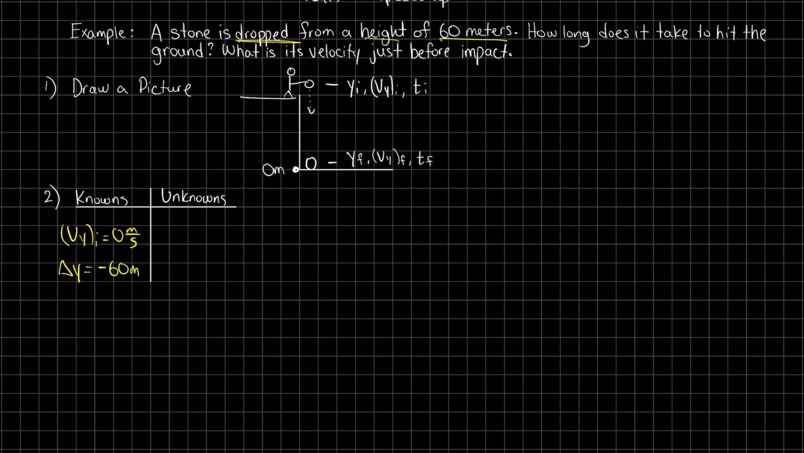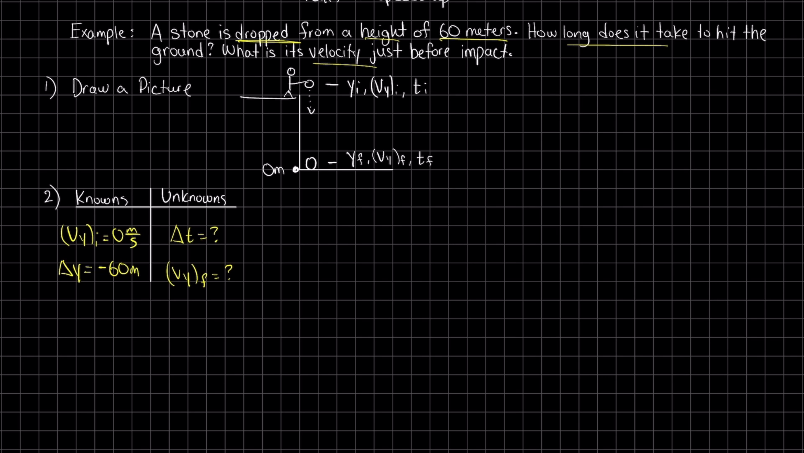Next, it says, how long does it take to hit the ground? That is a question of how much time it took. And next, what is its velocity just before impact? So I'm looking for my final velocity in this case. Here are some things that are not mentioned, but that I should apply by using logic around this situation.